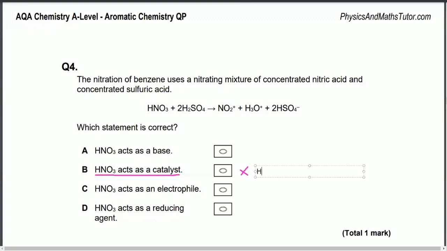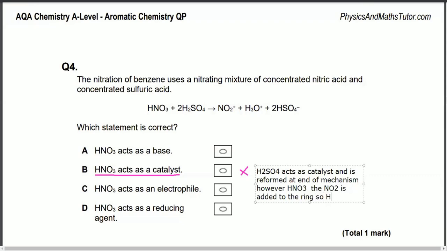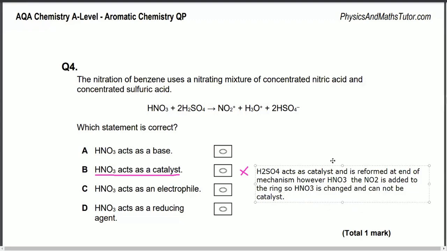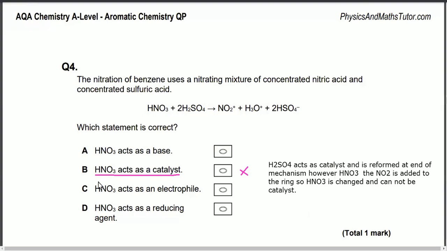If we look at nitric acid as a catalyst, HNO3 becomes NO2+, and that NO2+, as you remember in the nitration of benzene, joins the benzene ring, so it cannot reform. That means HNO3 cannot reform because it's used up in the nitration of benzene. So it's not a catalyst, because catalysts get reformed. The catalyst in this is the H2SO4, because it forms HSO4-, and when the hydrogen is substituted on the benzene ring for the NO2, that joins the HSO4- to become sulfuric acid again.